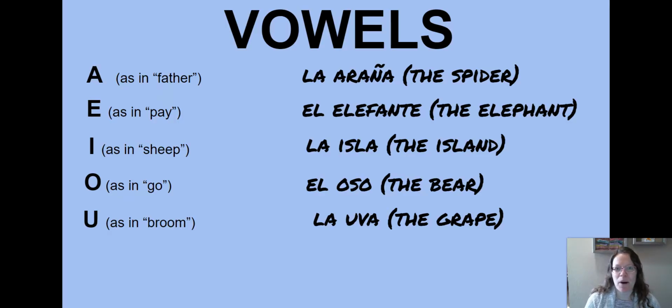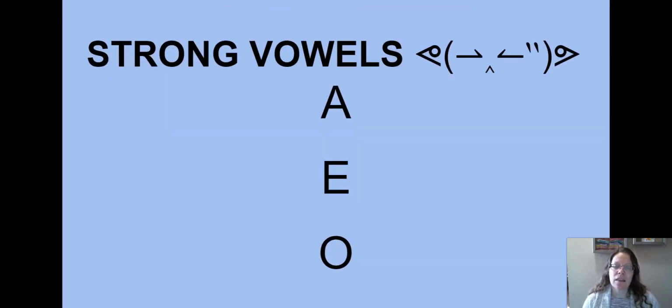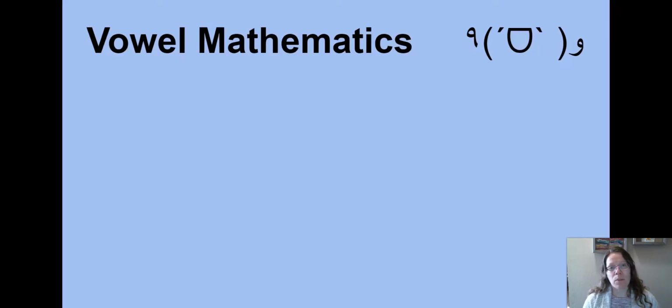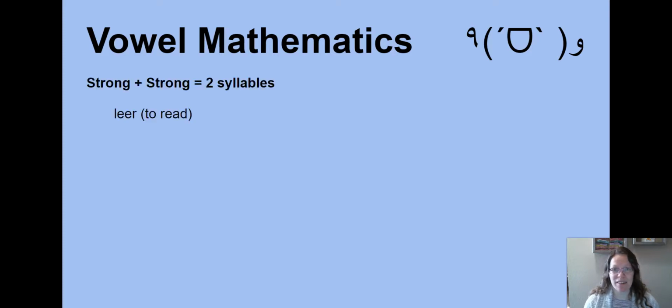That's why I'm giving a pause for you to practice. There's strong vowels and weak vowels in Spanish. The strong vowels are A, E, O, and the weak vowels are I, U. And the purpose of discriminating between the strong and weak is because it determines how many syllables those letter combinations are going to have. We can do a little bit of vowel mathematics here in Spanish.